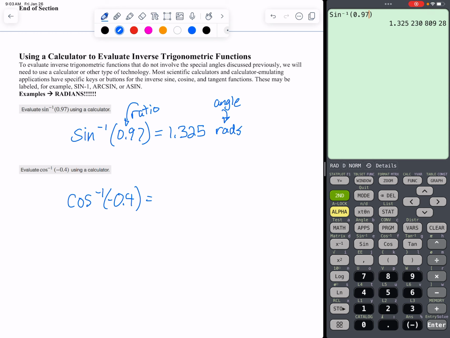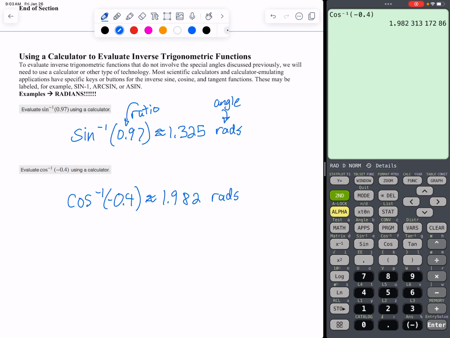All right, so I do second cosine. Let's get off that line. Second cosine, so inverse cosine of negative 0.4. And I get 1.9. I guess we should be using approximations here. 1.982 is the rounding there. And again, this would be radians if we want to put rad there.